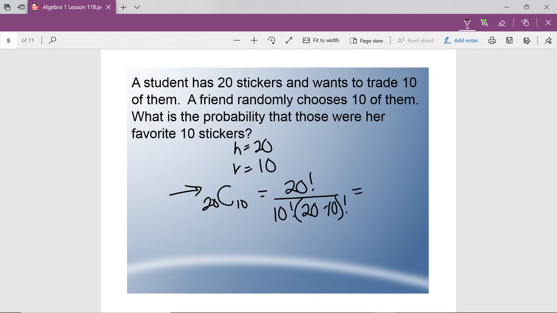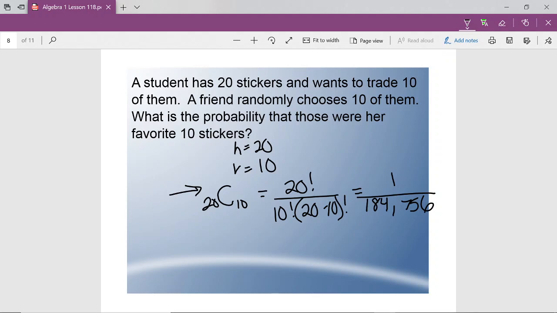Well, I'll let you take some time and figure all of that out. There's going to be quite a few numbers to actually multiply and simplify, but you end up getting 184,756 different combinations. That's a lot. How many of those combinations will have those exact 10 that are her favorite? Well, with a combination, there's only one of them. So it is a 1 over 184,756th chance of getting those exact 10 that are her favorite.